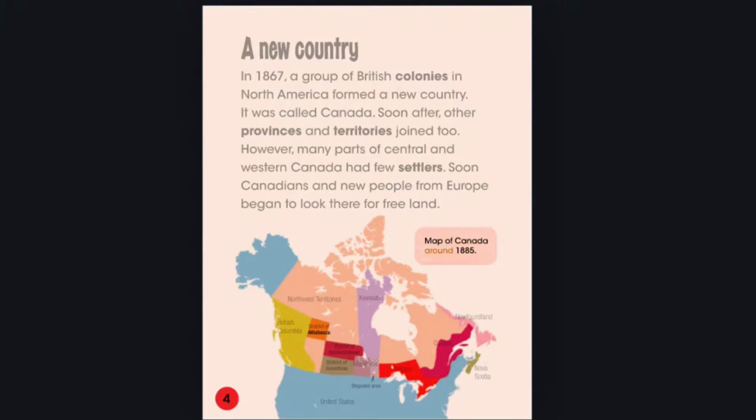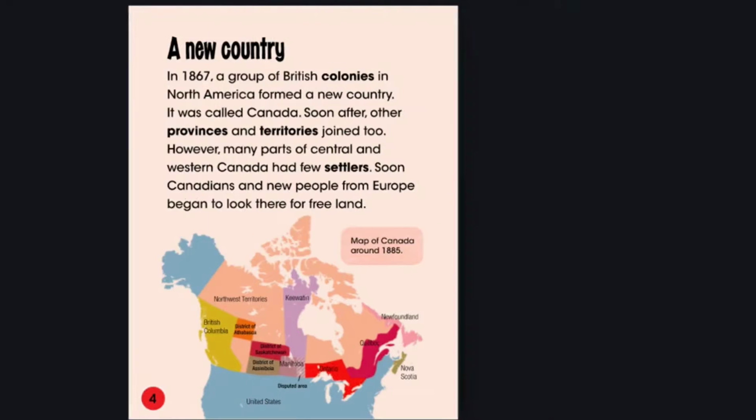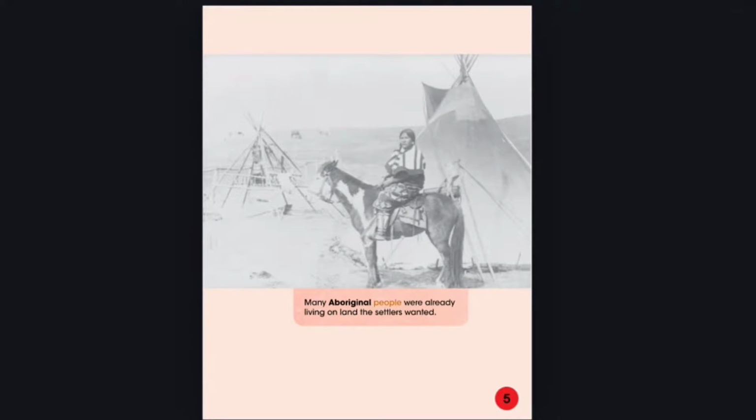Map of Canada around 1885. Northwest Territories: Keewatin, British Columbia, District of Athabasca, District of Saskatchewan, District of Assiniboia, Manitoba, Disputed Area, Ontario, Newfoundland, Quebec, Nova Scotia, United States. Many Aboriginal people were already living on land the settlers wanted.